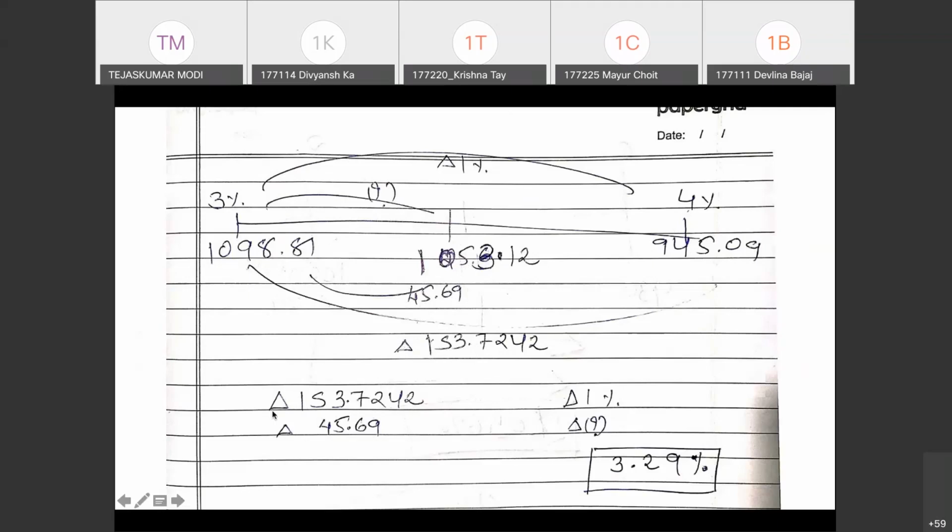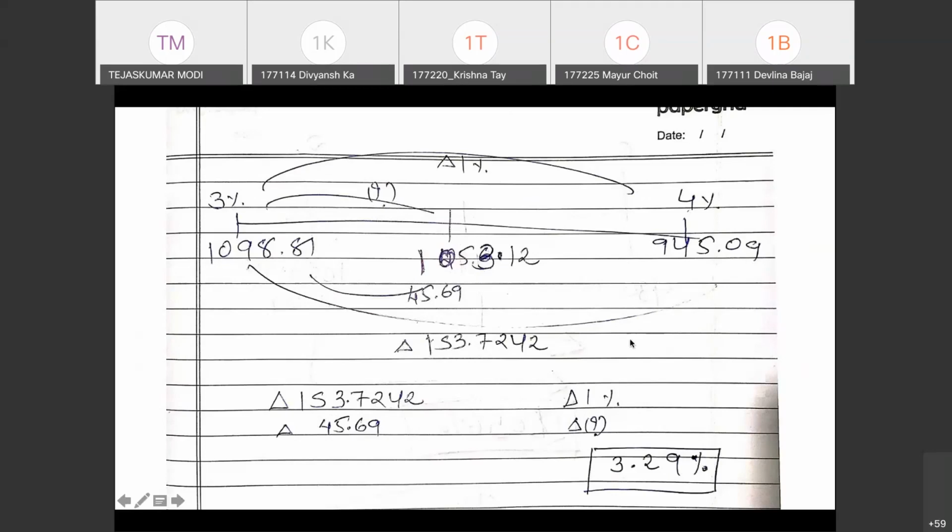Once again, for the change in present value of 153.7242, the change in discount rate is 1%. I am looking to know the change from this point to here, right? So if the change in present value is 45.69, what is the change in discount rate? If I use the unitary method, I will get 0.29. So the change is 0.29 because I'm going from 3% to 4%. I should add because it is increasing on this side of the timeline on this diagram, right? So I add 0.29, so the answer is 3.29.